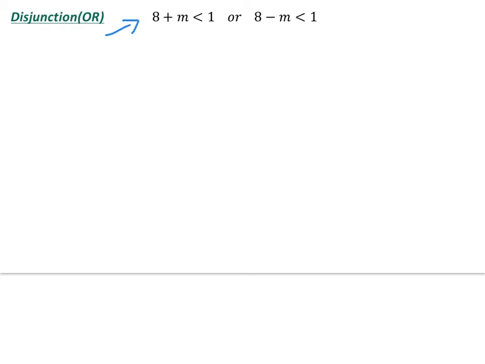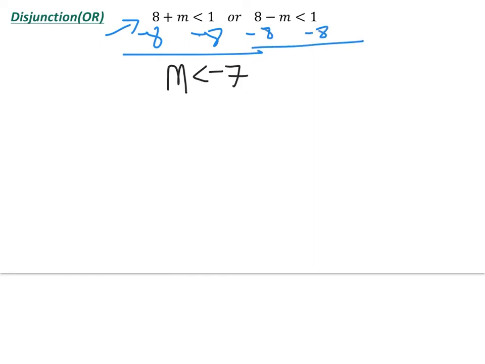In this inequality over here, the 8's positive, so I subtract 8 from both sides, leaving me with an m. I subtracted, so my sign stays the same. 1 minus 8 is -7. Ta-da! The other one, again, I'm going to subtract 8 with it. And I'm left with -m is less than -7.